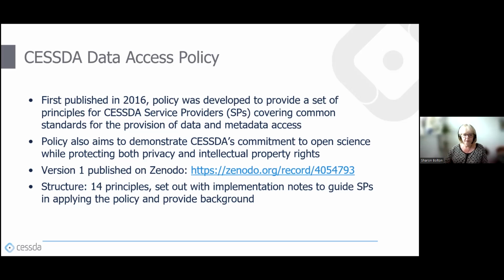implementation notes are included on these to guide service providers in applying the policy. Obviously, CESSDA is full of diverse organisations, so the policy really has to be flexible and something that all service providers can try to work towards, and to also give some background as to why the principles have come about as they were.